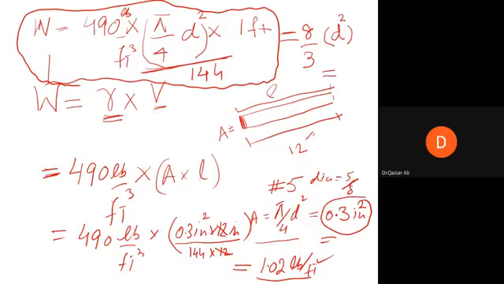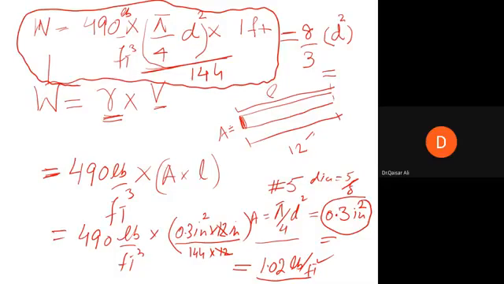5 by 8 is the diameter of the steel bar, our number 5 bar. D is equal to how much? 5 by 8, 0.625. 0.625 squared multiplied by 8 divided by 3 gives 1.04 pound per foot. So it is the same.